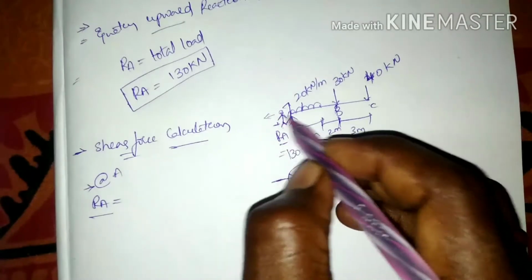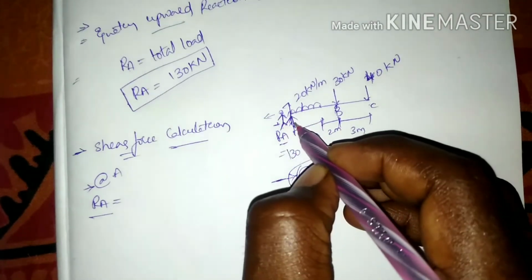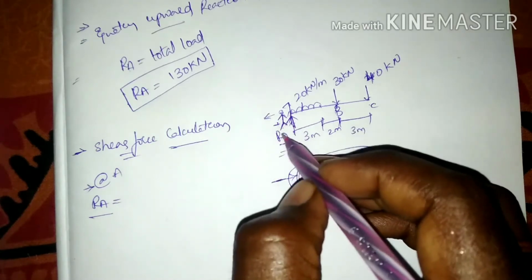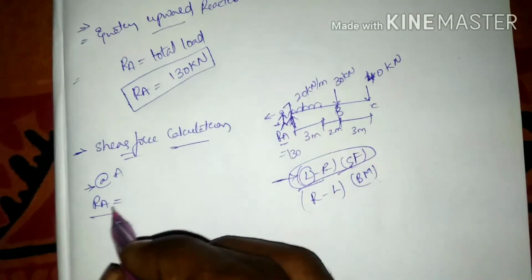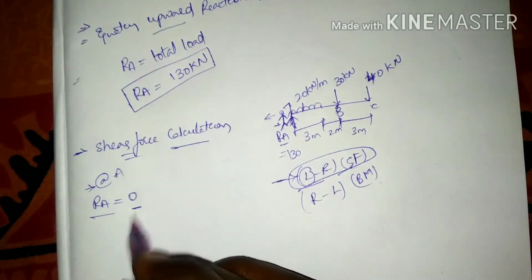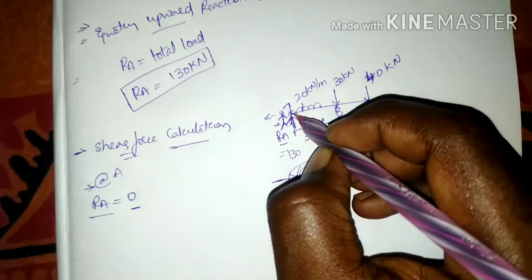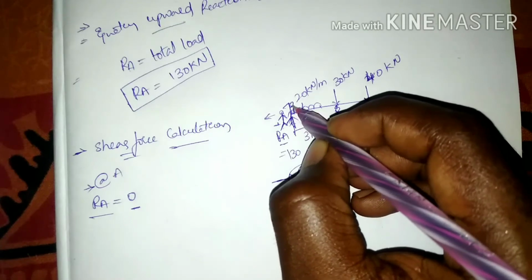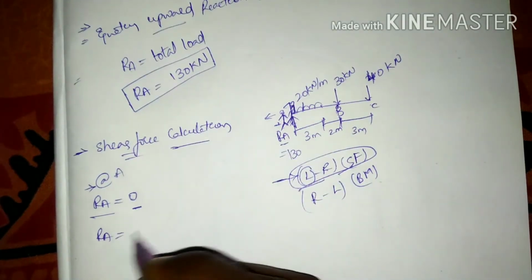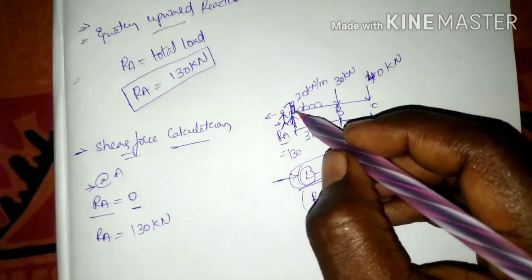If you stand on the left side of A and look at the left side, you don't find any type of forces or reaction, so we consider that as 0 point. This is the reference point, and just to the right of A, you are going to find the RA reaction, whose value is 130 kilonewtons.